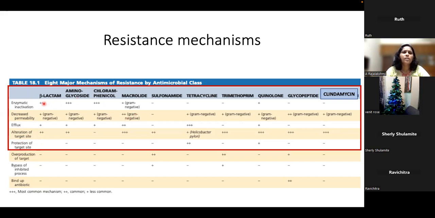And even one pathogen can have multiple mechanisms. So, for example, enzymatic inactivation can happen with beta-lactam, as well as target site alteration can happen. Similarly, for aminoglycoside, again, it is enzymatic inactivation. If you look at tetracycline, the main mechanism of resistance is efflux. For co-trimoxazole, glycopeptide and clindamycin, it is more of alteration in the target site.